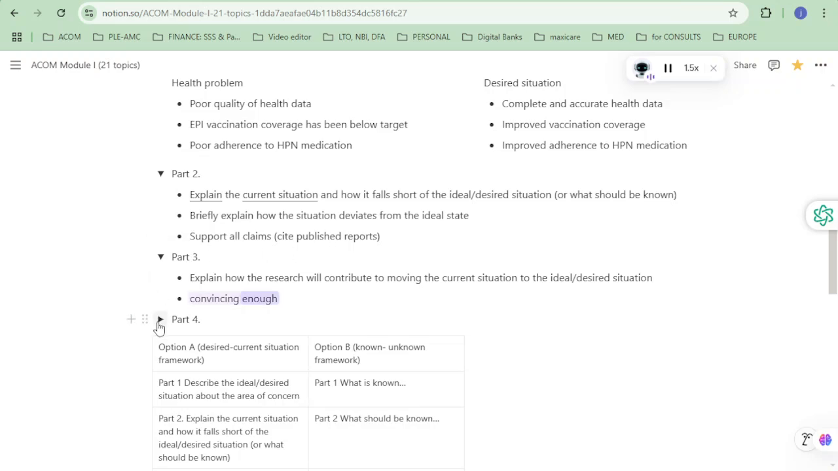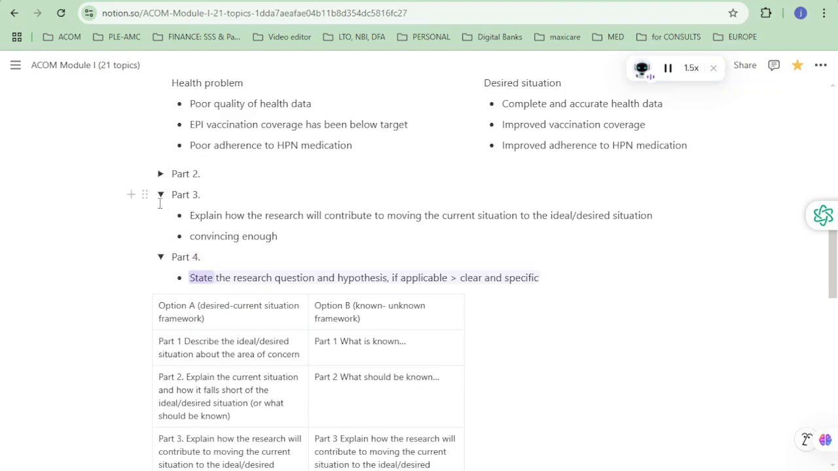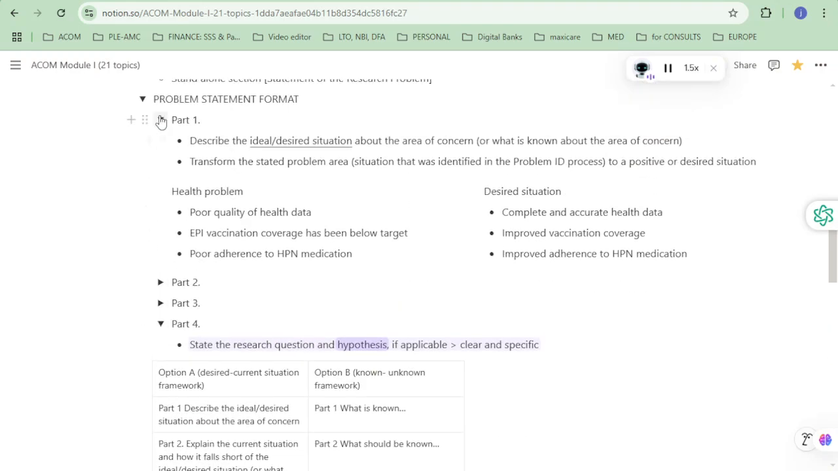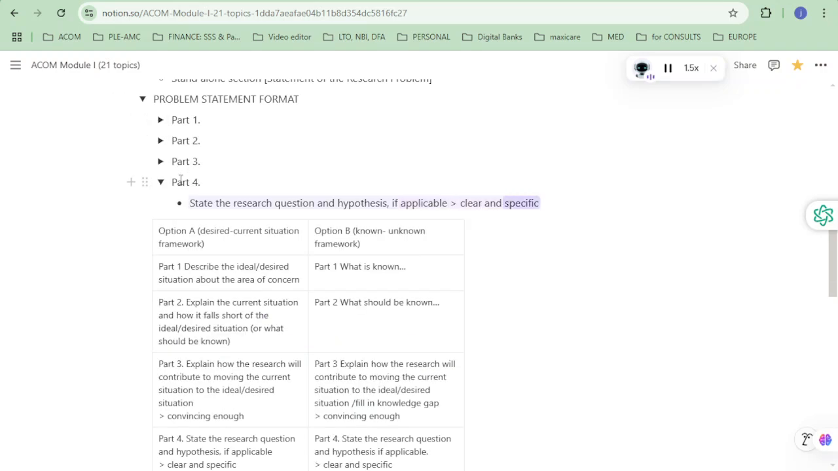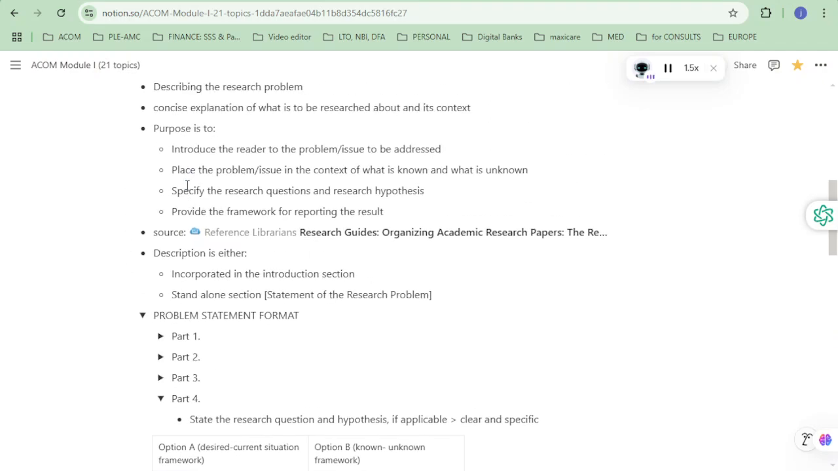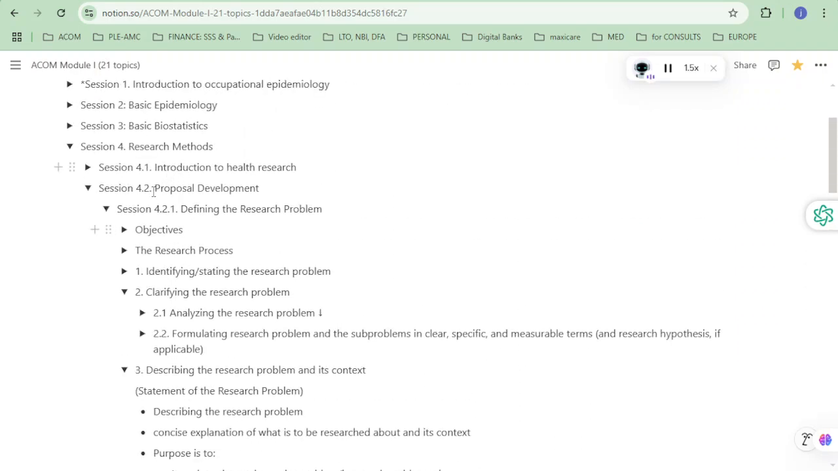Convincing enough. Part 4. State the research question and hypothesis, if applicable, clear and specific. Option A, desired-current situation framework. Option B, known-unknown framework. Part 1. Describe the ideal/desired situation about the area of concern.